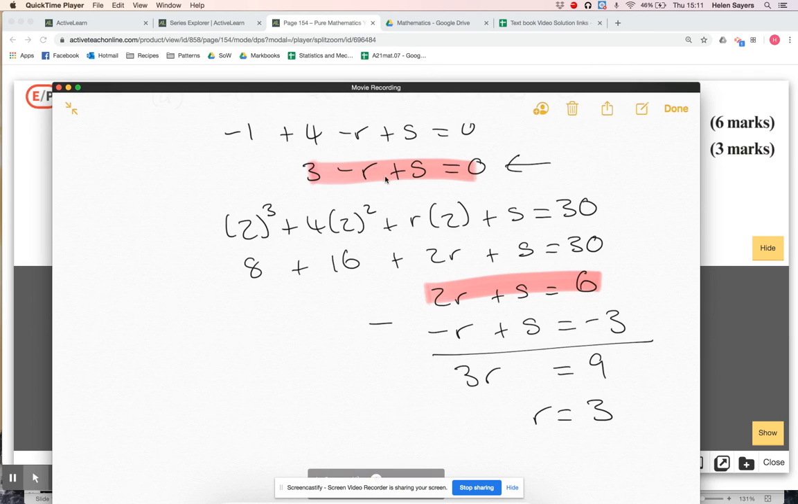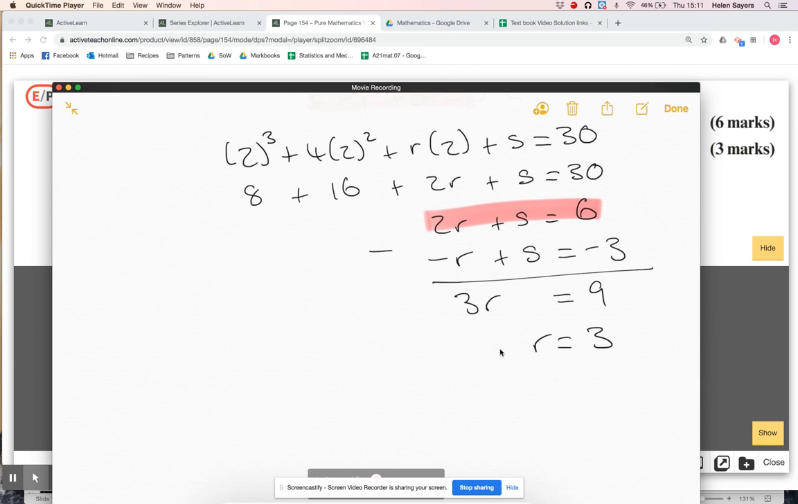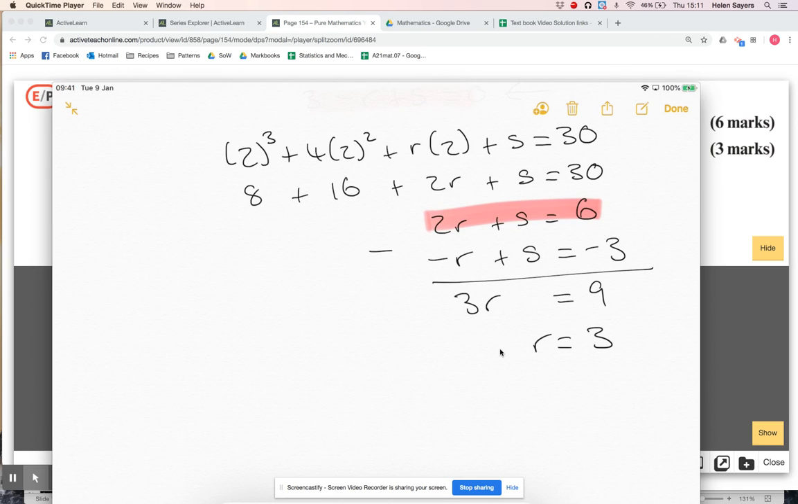But there's lots of alternatives you might have used. You might have made r the subject or made s the subject of each of them. You might have made r the subject of this one and substituted in for this one. There are lots of slight variations on that.